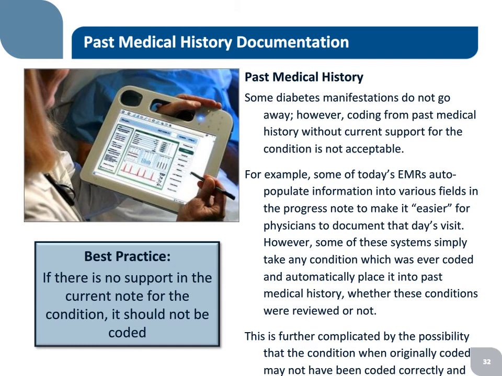Because the problem list and past medical history, sometimes called the active chronic problem list, are just lists, and we really don't code from them unless we see the evaluation. So the best practice is, if there is no support in the current note for the condition, it should not be coded. We're looking for that support.